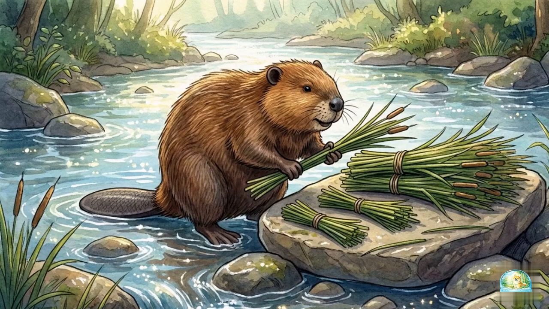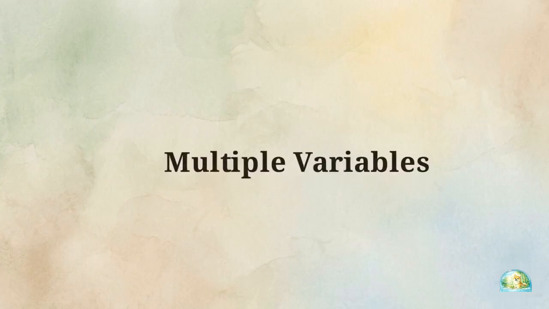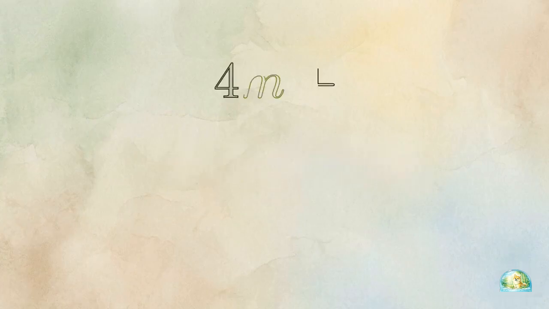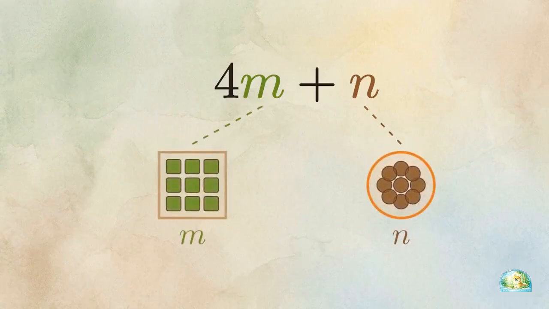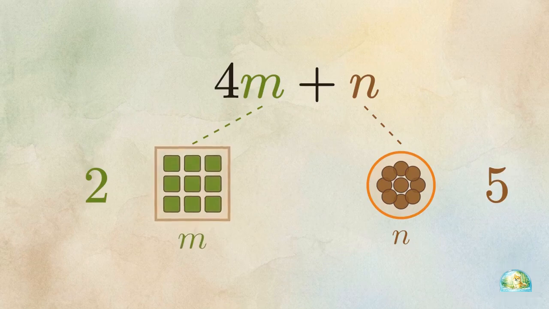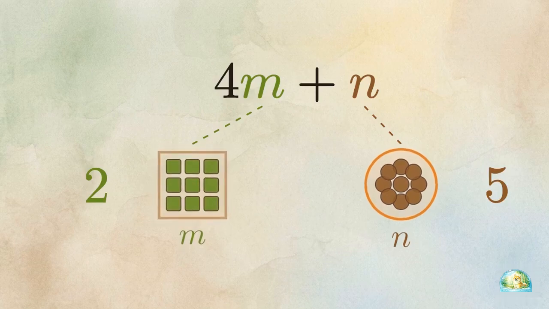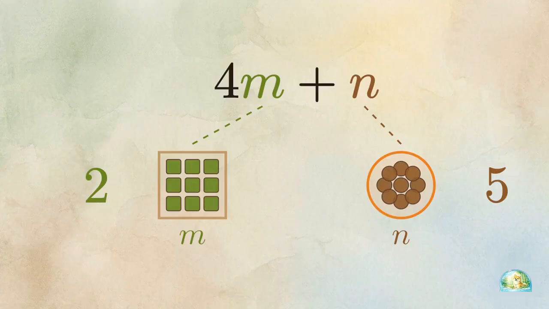Here is our final level of complexity. We are going to evaluate 4m plus n, using 2 variables instead of 1. Let's set m equal to 2 and n equal to 5. With multiple variables, you have to carefully match each distinct letter to its uniquely assigned numerical value. M only takes the 2, and n only takes the 5.